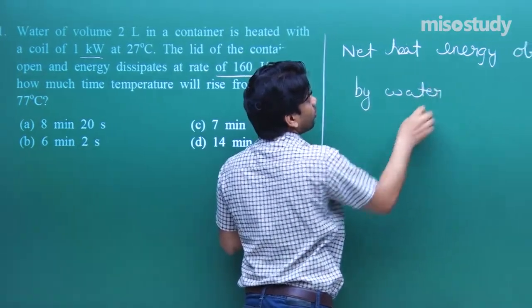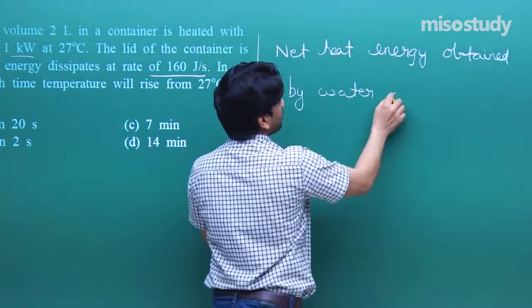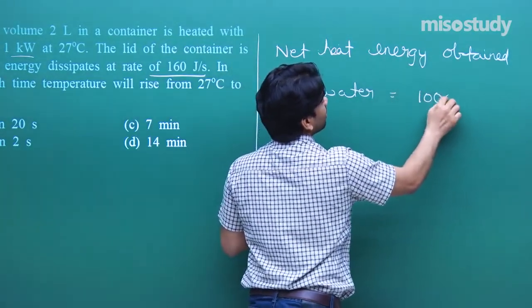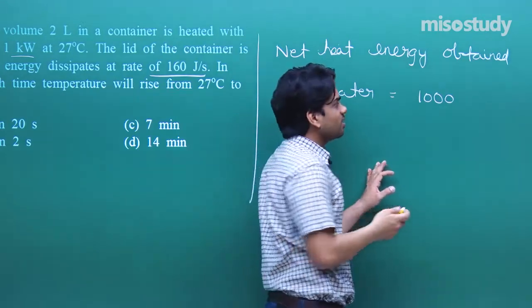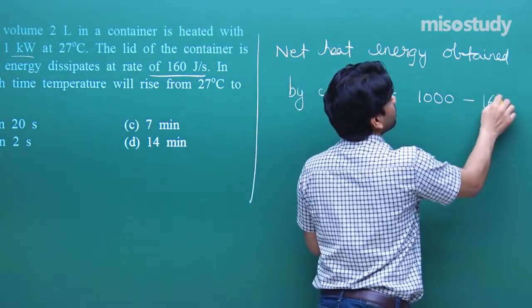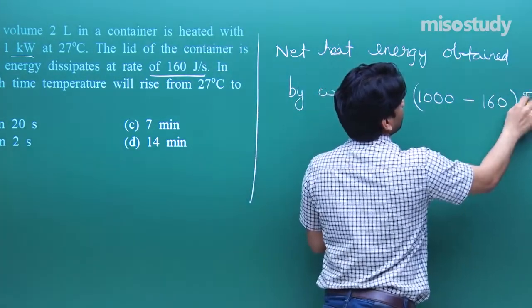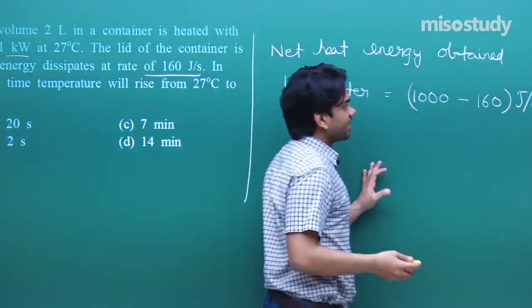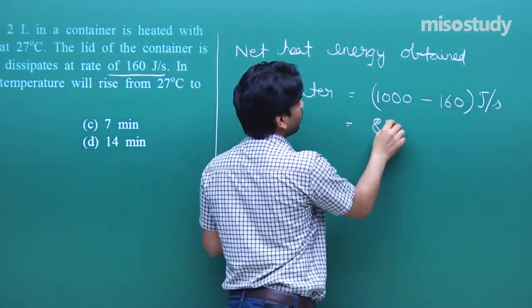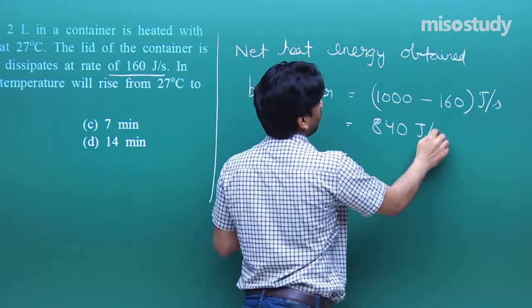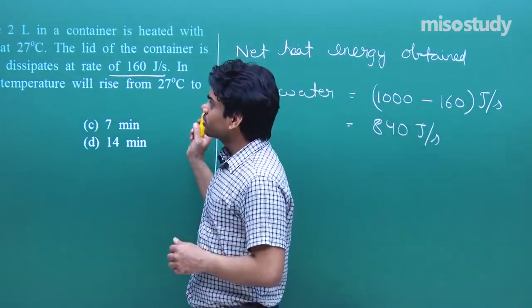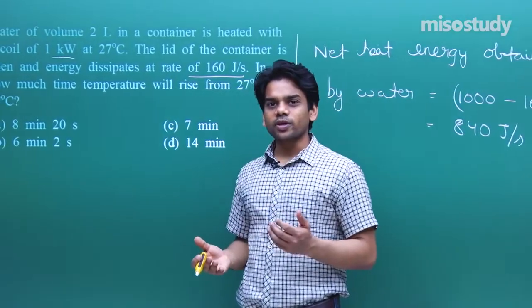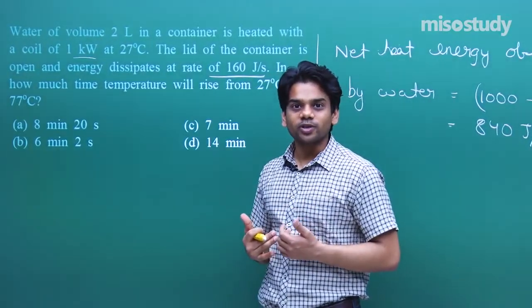Net heat energy obtained by water will be: 1000 joule per second is the heat energy transferred by the heater, minus 160 joule per second that is radiated. So this comes out to be 840 joule per second of heat energy that is acquired by water. So first thing, we got the rate at which water acquires heat energy, that is 840 joule per second.